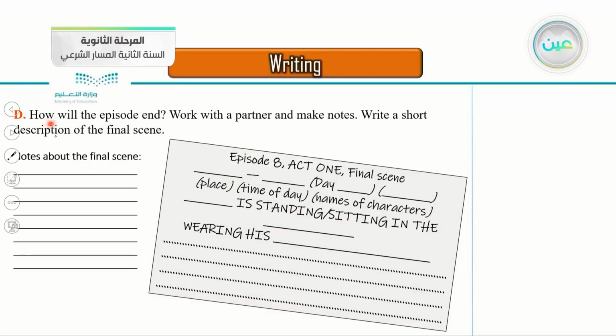So this is the message, let's say, from Bill. So D here, how will the episode end? Work with a partner and make notes. Write a short description of the final scene. So here you write some notes about the final scene. Try to come up with the final scene for this story. Here are some notes. And here is the episode 8, Act 1, final scene. There are some details here: day, place, time of day, names of characters. And you can begin here by writing the name of the character standing or sitting in the place, wearing his, and so on. You can continue with writing the final scene.